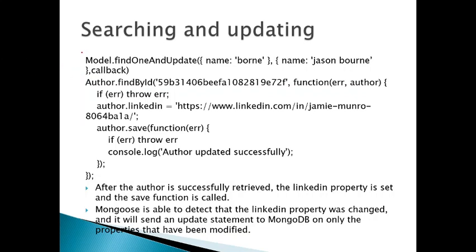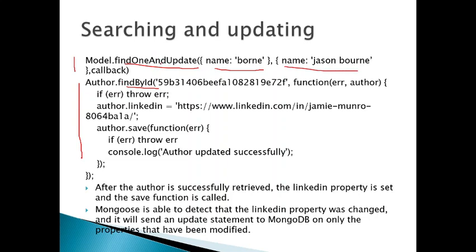And to search and update, we have the function findOneAndUpdate. It will find the one record and update it. And you can find by ID and then update. So you have two options, a one-step option, and a two-step option. In this case, we are doing model.findOneAndUpdate. We are searching this record. If we find this record, we will update the name with this name.